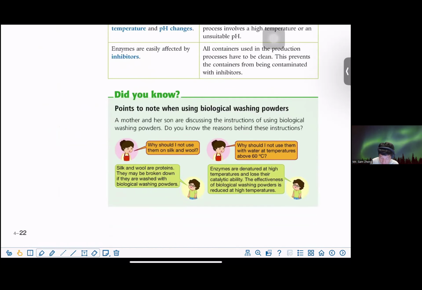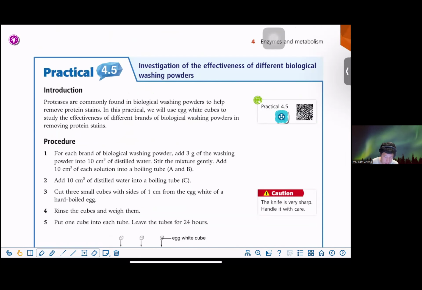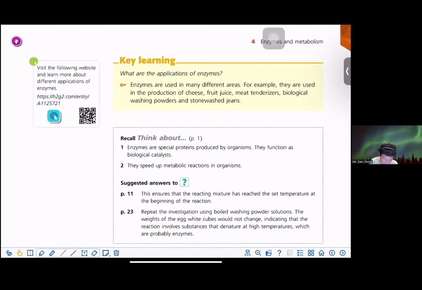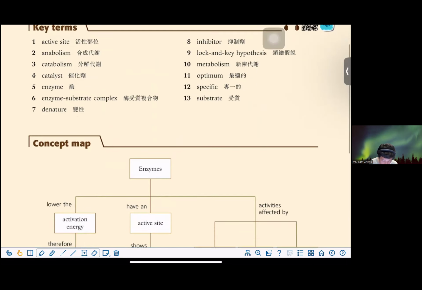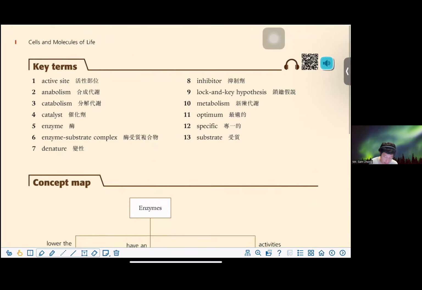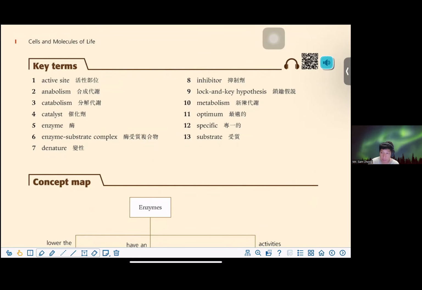So therefore, we can see that is how enzymes are used in our daily lives. So this is the whole part of chapter 4. I hope you can understand most of the part, because chapter 4 is a very important part in DSE. Please let me know if you have any other questions, and feel free to ask me if you have any question.